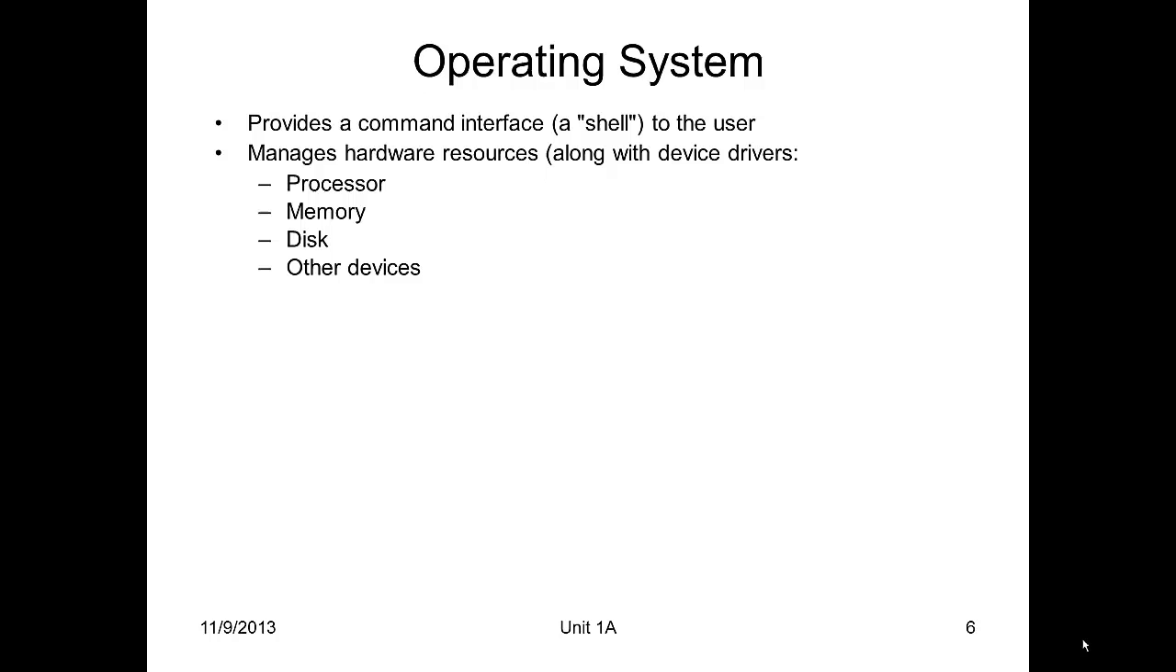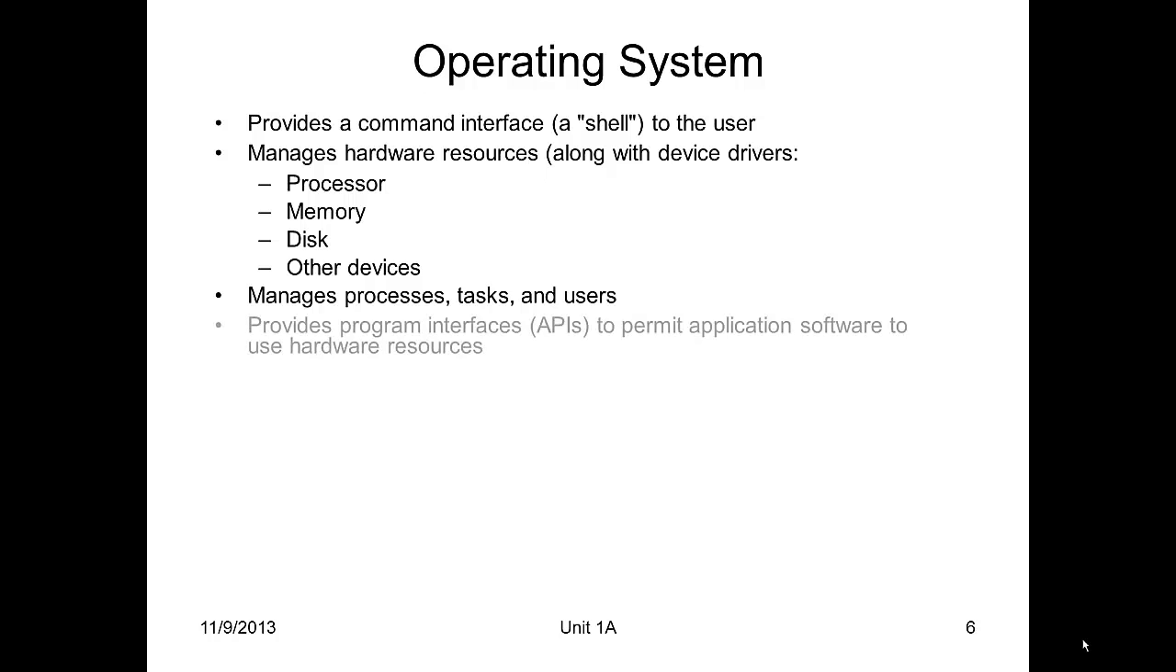Now, the operating system provides a command interface or shell to the user, manages hardware resources along with device drivers. It manages processor resources, memory, disk resources, writes and reads, and the organization of the various hardware sectors of the disk into files, as well as potentially other devices. It manages these hardware devices through abstractions called processes, tasks, and users. And it provides programming interfaces or application programming interfaces to allow application software to use hardware resources.